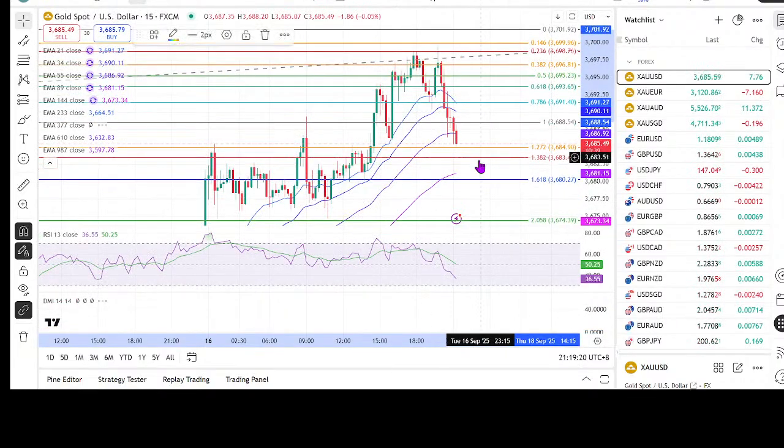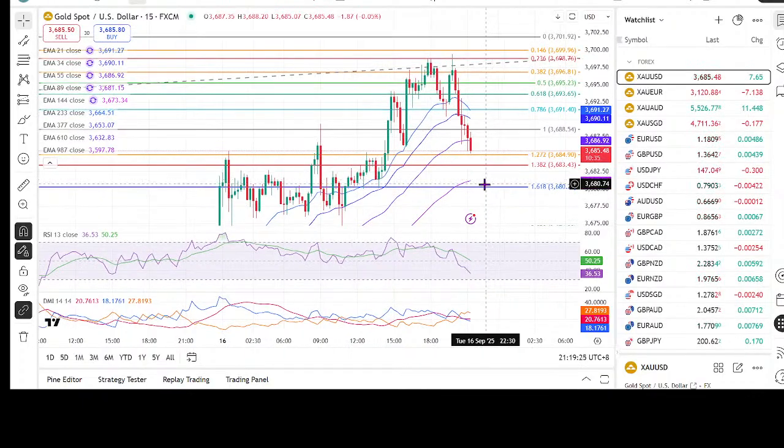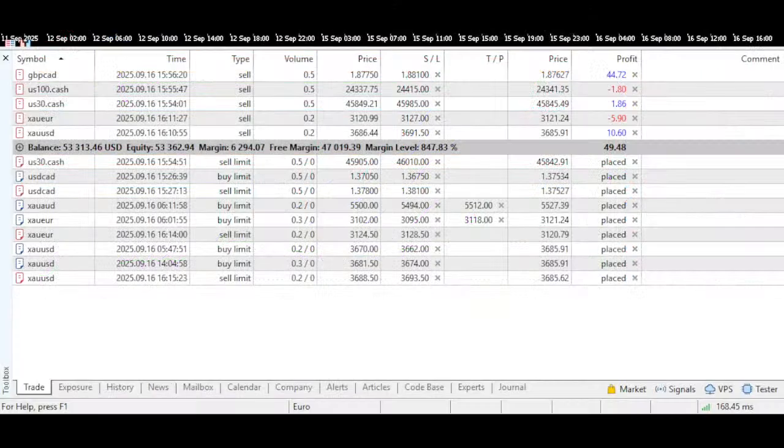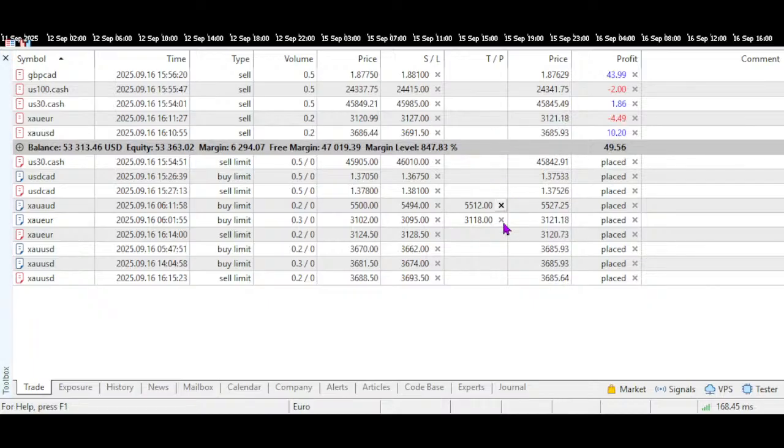Now when we look, pay attention to the 15-minute. Right now this is still pointing lower. So I think about 80 half is where I want to put my TP. Okay, so now I go back. This one, I'll put my TP to 80 half.